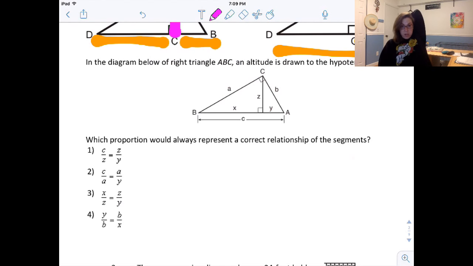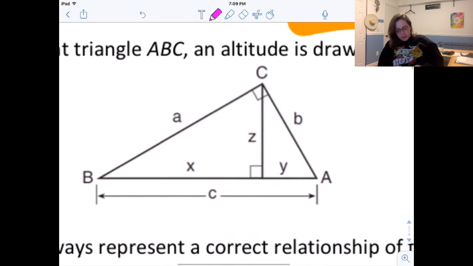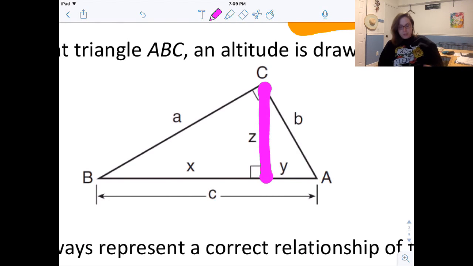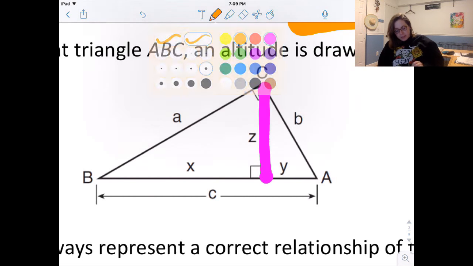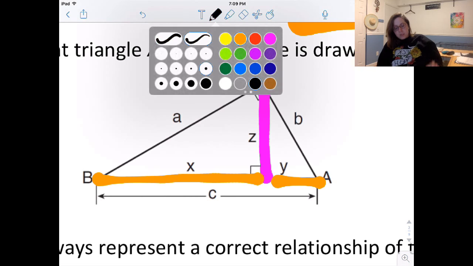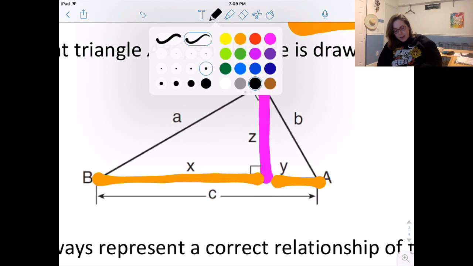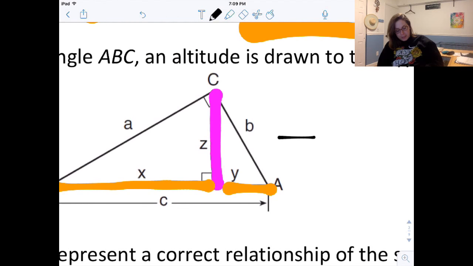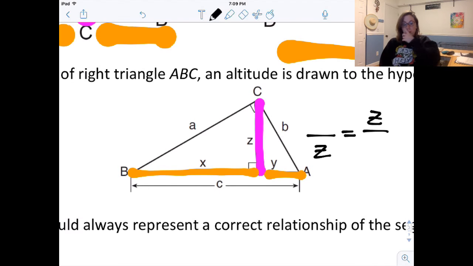And we'll see which one works. So the first thing that I know is if I knew the altitude, then the other two pieces that I would look at would be this piece right here and that piece right there. So let me try setting up this proportion. What this proportion would look like is the one that's its own color will appear twice, Z and Z. And then the other pieces will appear in the opposite spots, so X and Y.